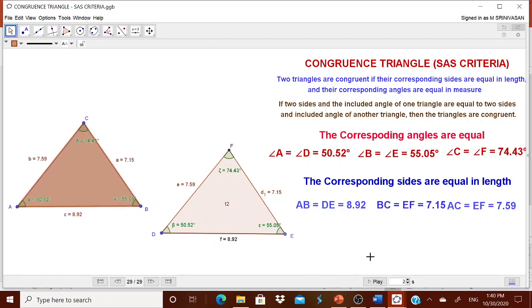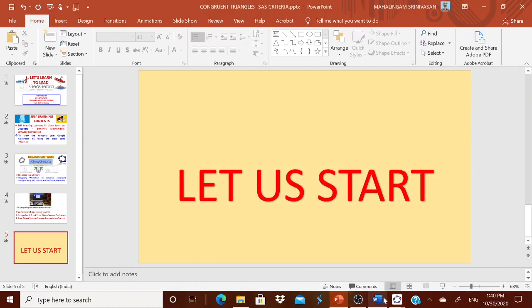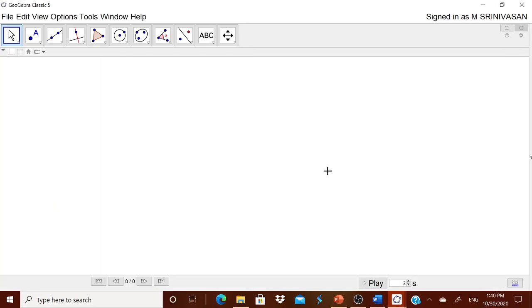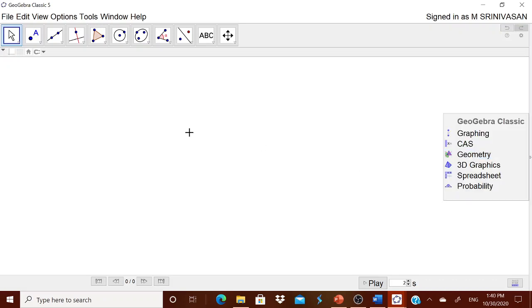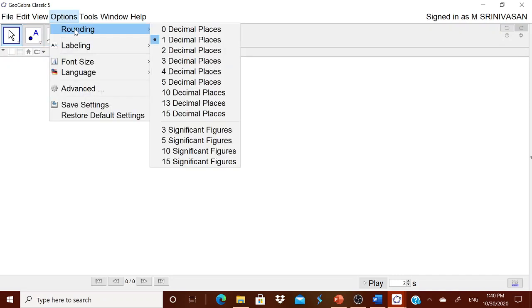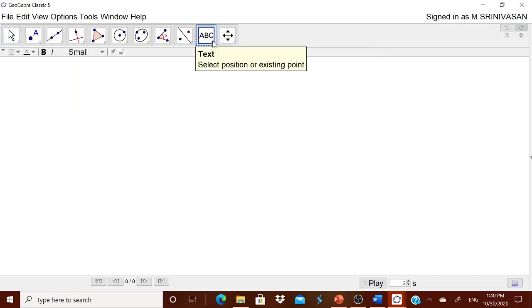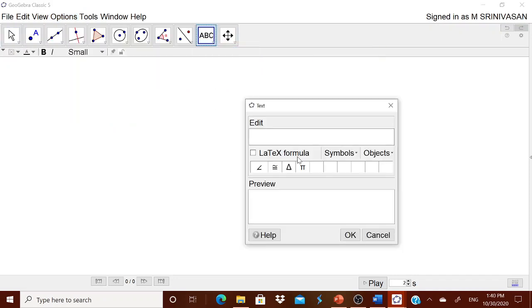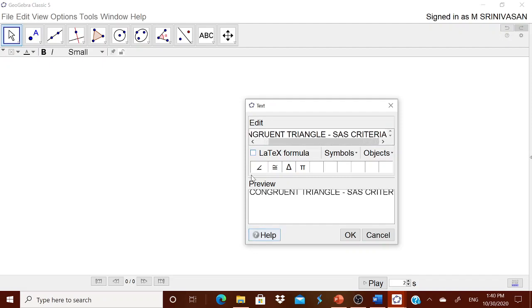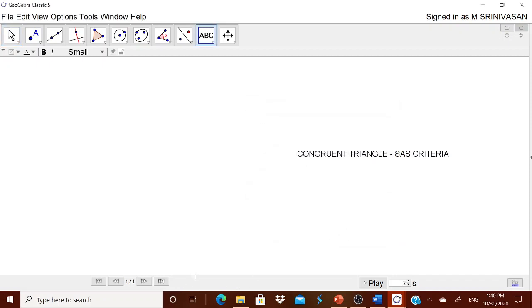Well, we will try to make this dynamic worksheet from scratch. For that, I have taken a GeoGebra Classic 5 worksheet. I have selected geometry view and I have selected rounding off to one decimal place and labeling of new points only. Whenever you are making any worksheet, it is better to give some introduction. For that we will type Congruent Triangle, SAS criteria.